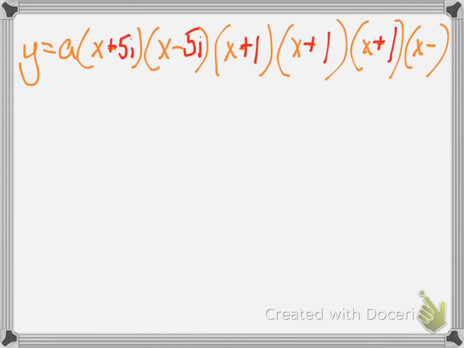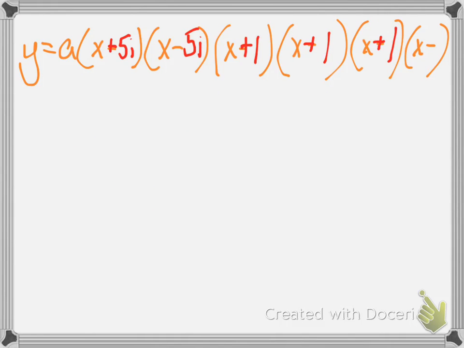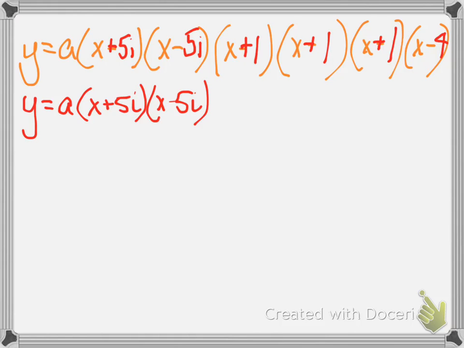So I'm going to simplify this in a minute, but I just wanted to show you this way. And then the last root was 4. So then we would have x minus, and we put in the 4. So this can be simplified to y equals a times x plus 5i times x minus 5i times x plus 1 to the third power. Now again, I don't have to do the step above this. I could have just written that way because there's 3 of them since it's a triple root. And then x minus 4.